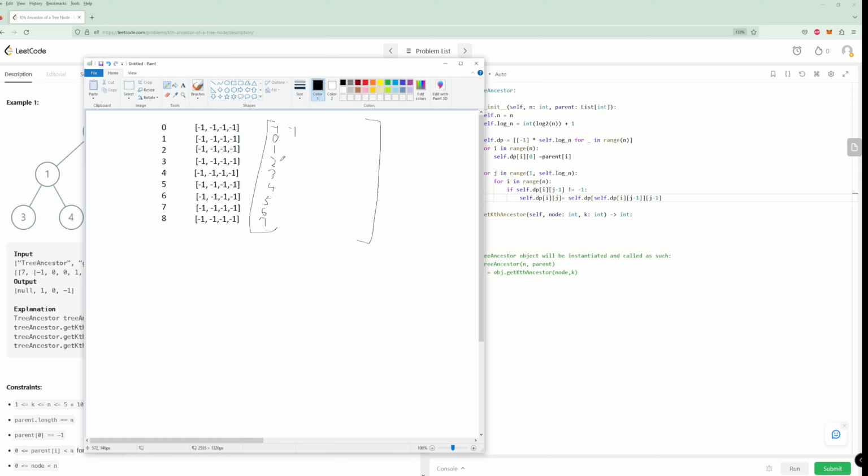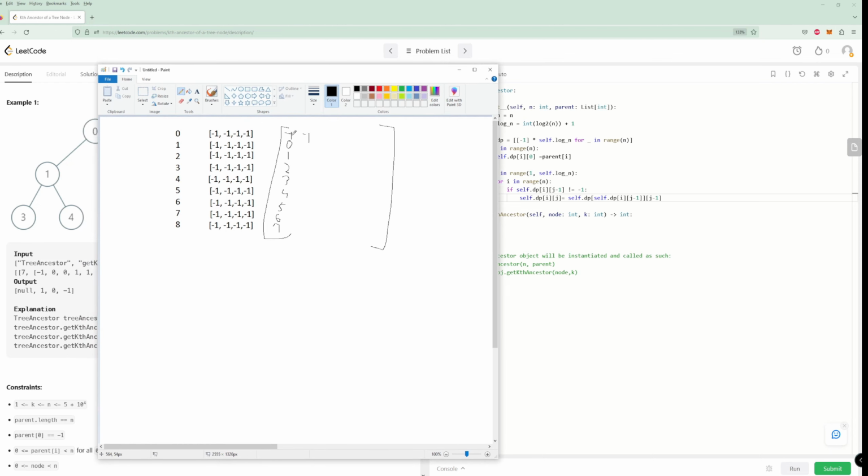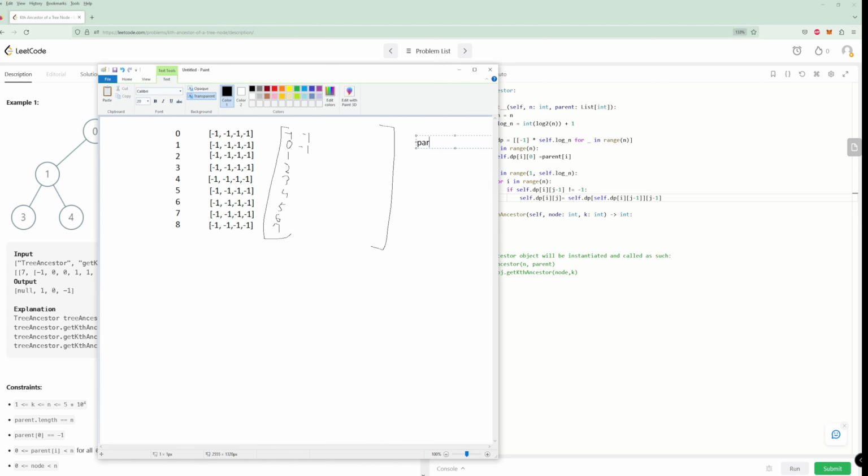Now the next parent of 1 would be, well, what's its initial parent? It's 0. And then what's the parent of 0? -1. So remember that parent 0 equals log, or it would just be this. And then parent 1 is 2 to the 1, and so this is how many we go up. Parent 2 is 2 to the 2.